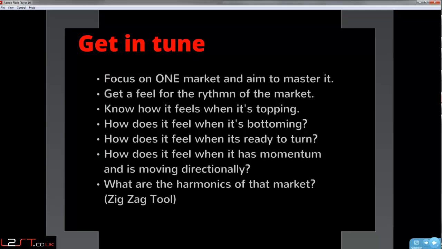So, get in tune. Focus on one market. Trade one market day in, day out. Don't make it complicated. I'm going to show you some things in terms of trade management to get in tune. But the best way to get a feel for the market is to go through what I call the trade tuning process.